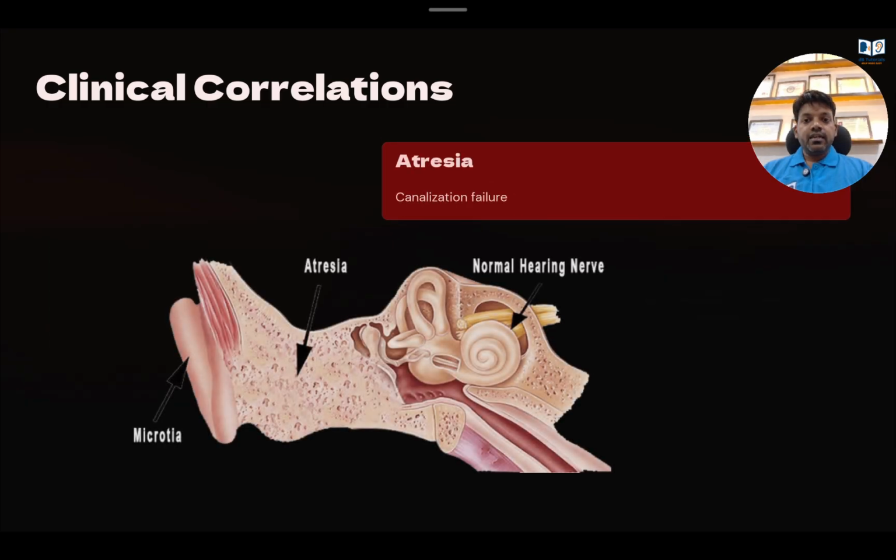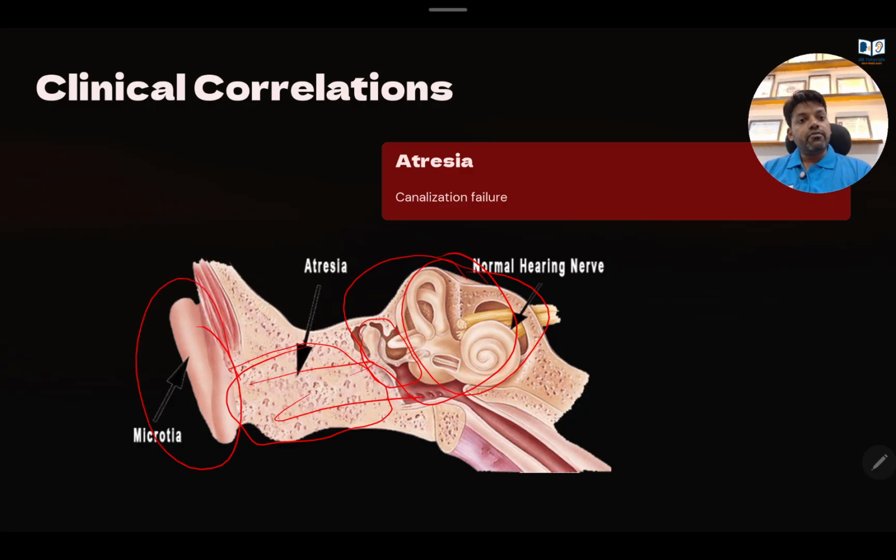Then something called atresia. We talked about the canalization of the meatal plug, right? In case this meatal plug didn't get canalized, then what will happen? It will remain like a kind of bony outgrowth. The sound will not pass through it. Then it is called atresia. Everything else is intact: the inner ear is intact, the middle ear is intact, the bones are there, the pinna is there, but the canal is not formed. It's called atresia.